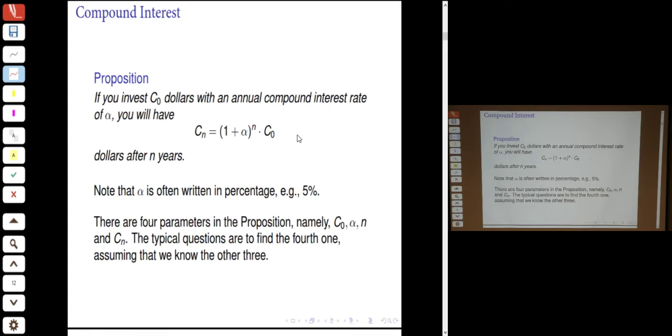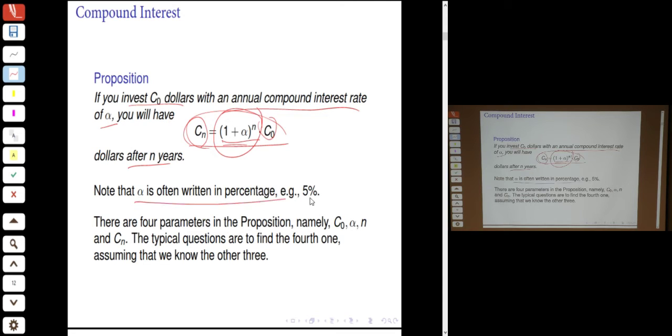So we start again our review from personal finance and interest. So compound interest. All interest for us is compound interest. So if you invest $C0 with an annual compound interest of alpha, you will have Cn dollars at the end of n years, where Cn is related to C0 as (1 plus alpha) to the power of n times C0. So this is exponential growth, so to say, right? We will again come to it.